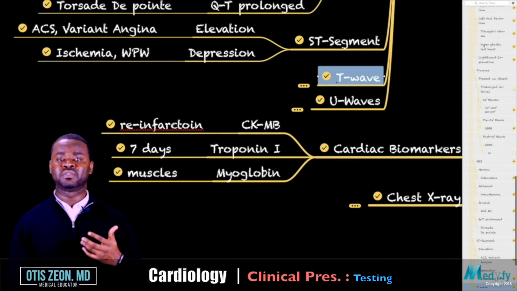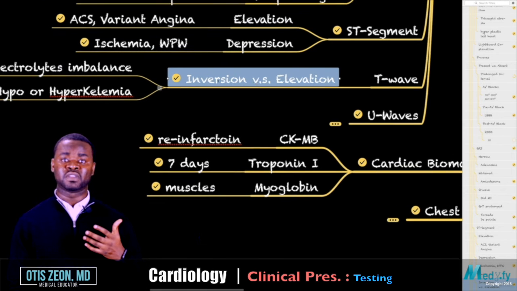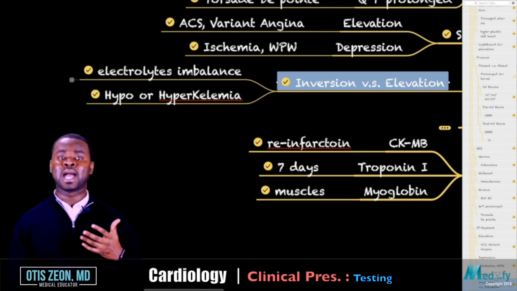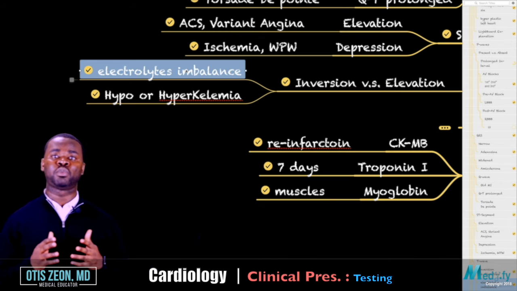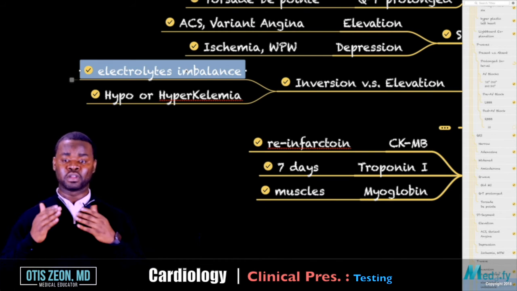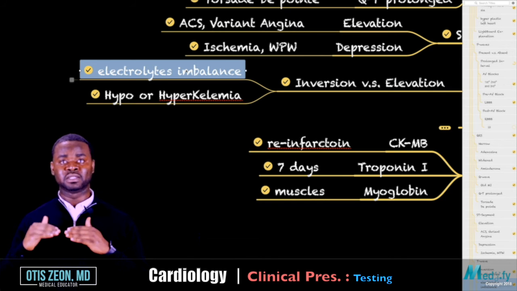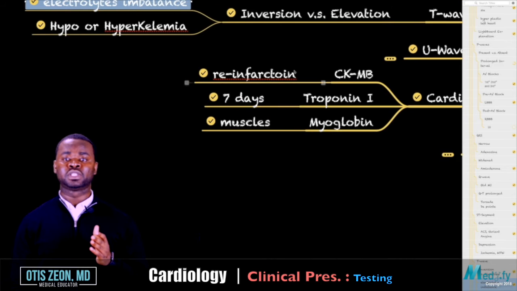Then you talk about the T wave. The T wave specifically deals with electrolyte balances. T wave inversion versus elevation. In electrolyte imbalances where you have hypo- or hyperkalemia, that's when you deal specifically with the T wave. Hyper, long or tall T wave. Hypo, short or flattened T wave. Simple. Then you continue to the U wave.